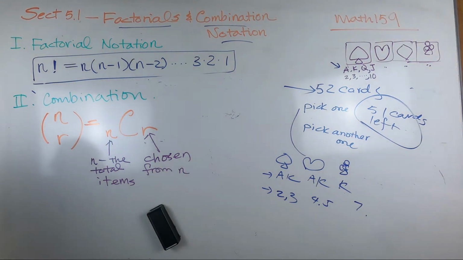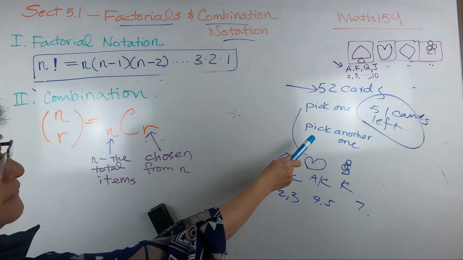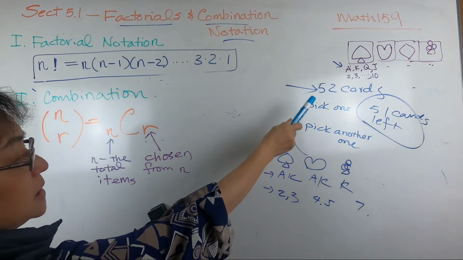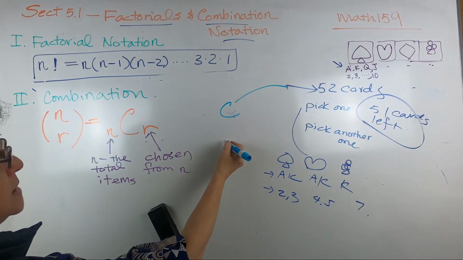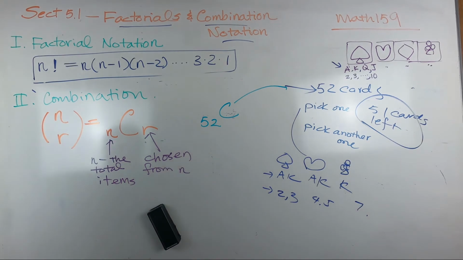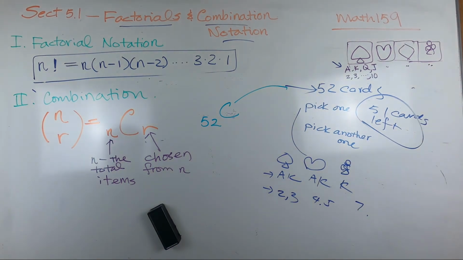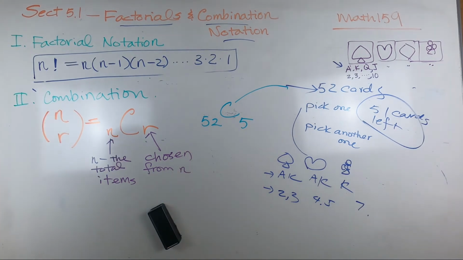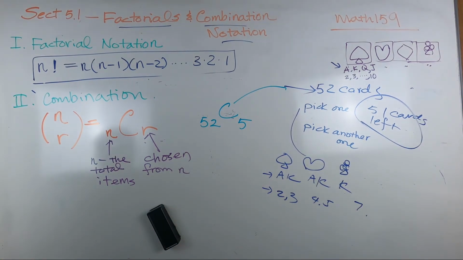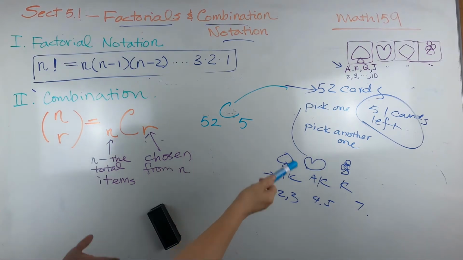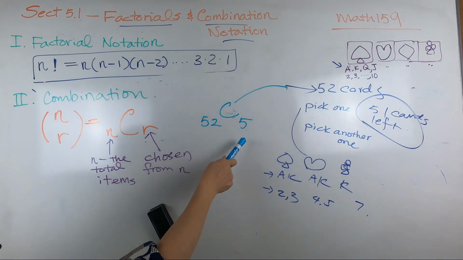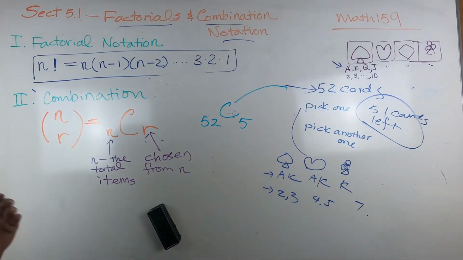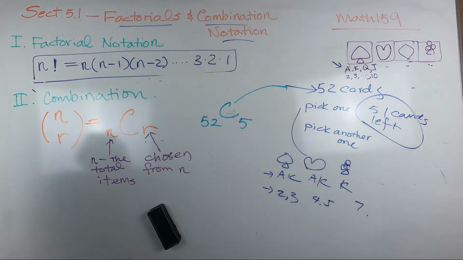Okay, so from the previous example, we say, okay, I'm going to pick 5 cards out of 52. So how do we do that? We will write it this way. C, total is 52 cards, right? How many cards are we going to choose? We are going to choose 5. Okay, so for the options you can have, which is pick 5 without replacement from 52 cards. That's how you write it, right?